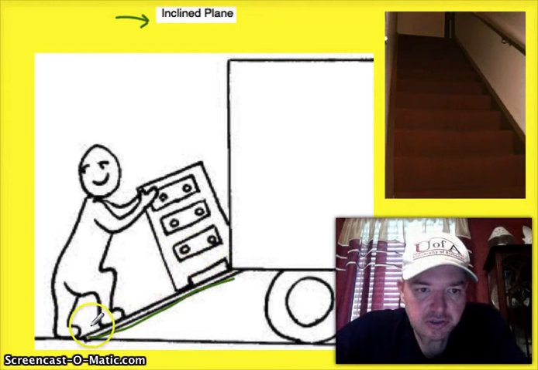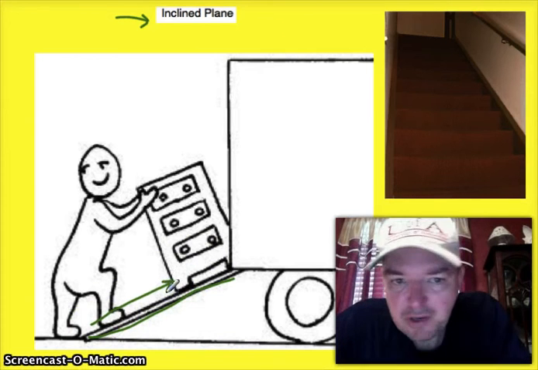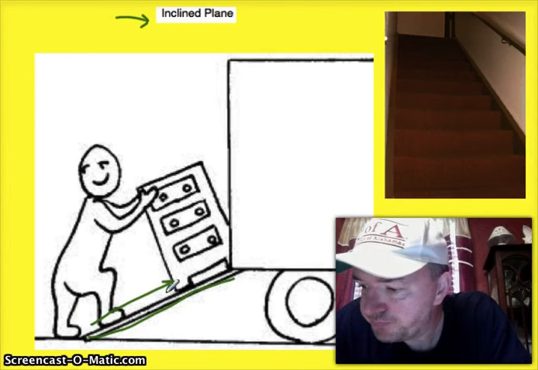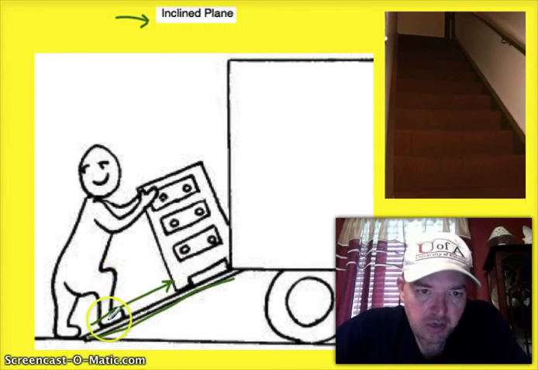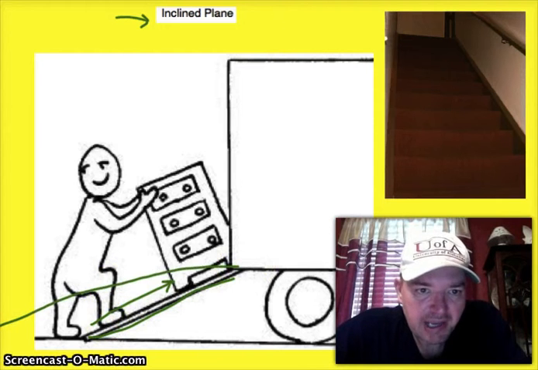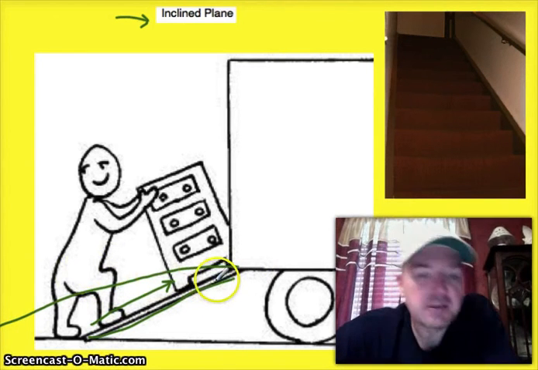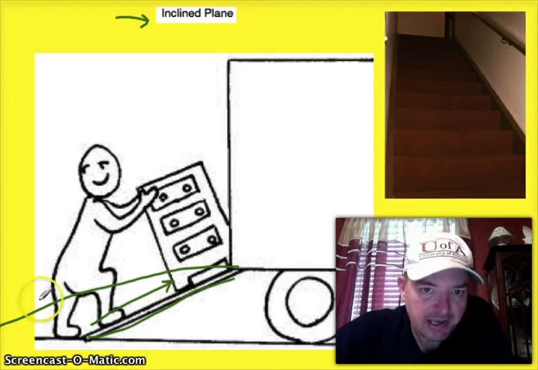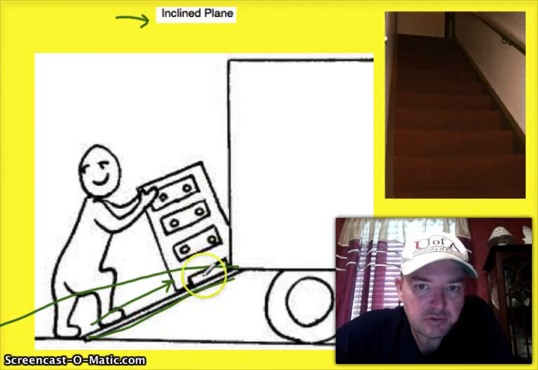Here, it is easier to move this dresser up a ramp than it is to just lift it up. What it does, it redirects the force. It redirects the force, and the longer the ramp, the better the mechanical advantage. But naturally, it's impractical to have a 100-foot ramp to carry around. So if you have a short little ramp, it helps on the mechanical advantage as opposed to just lifting it up.